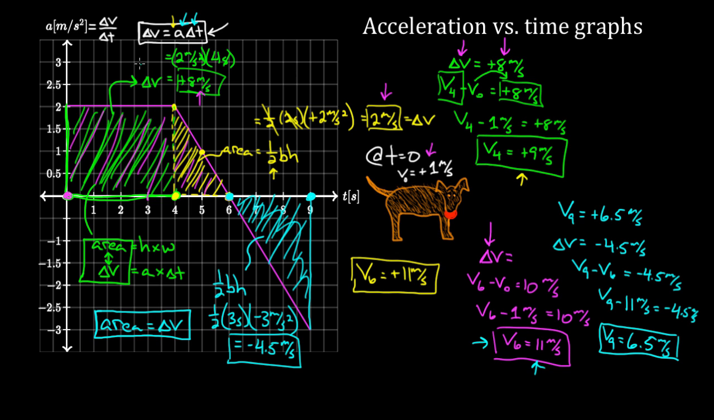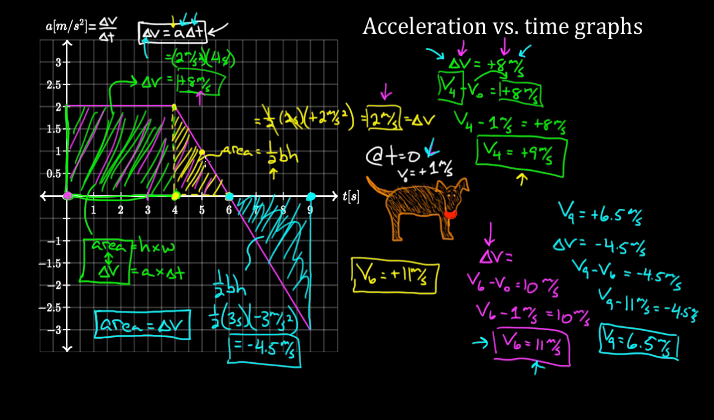So finding the area can get you the change in velocity, and then knowing the velocity at one moment in time can get you the velocity at any other moment in time. Just be careful. Make sure you're associating the right time interval on both the left and right side. They have to agree.